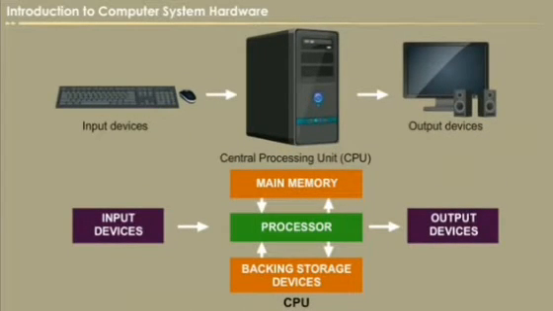The computer system hardware comprises three main components. They are input devices used to get the input from the user, the central processing unit, that is CPU, which processes the information, and output devices used to display the output.